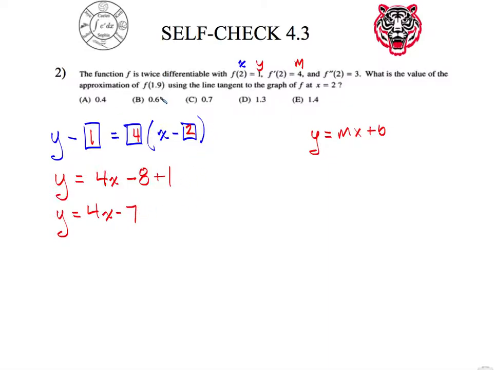And now I can plug in. We need to actually find this 1.9, and maybe I should do this in a different color here. This 1.9 needs to be plugged into that tangent line to get an approximation.